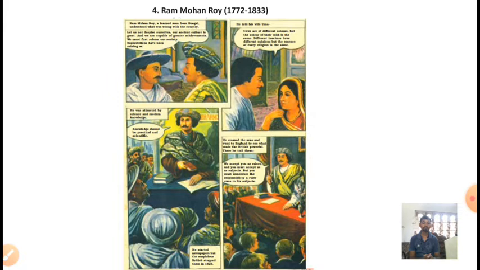So one of the famous teachings of Rajaram Mohan Roy, once he said to his wife, cows are of different colors, but the colors of their milk is the same. Different teachers have different opinions, but the essence of every religion is the same.